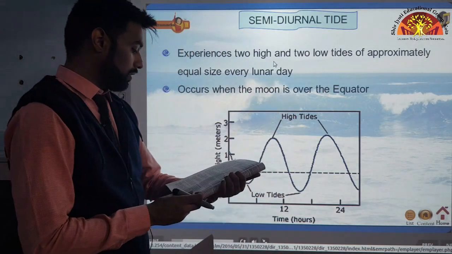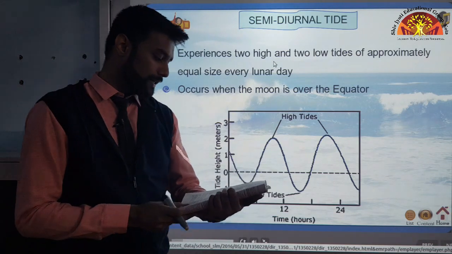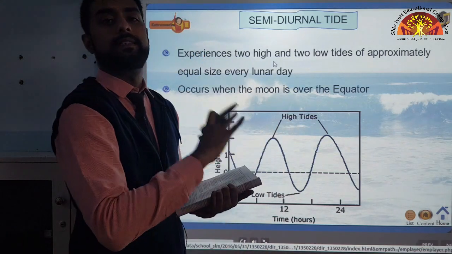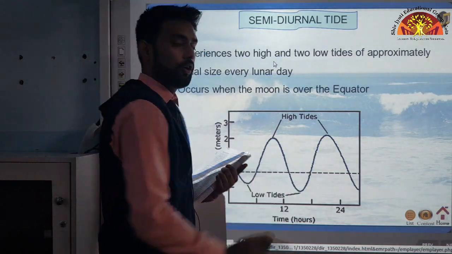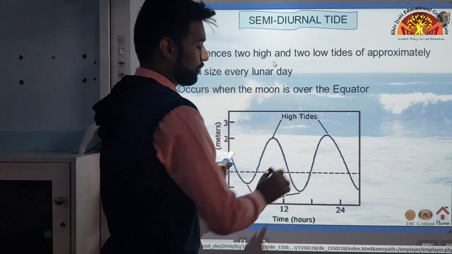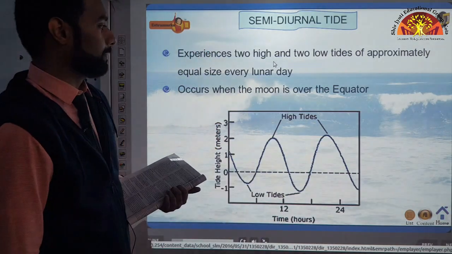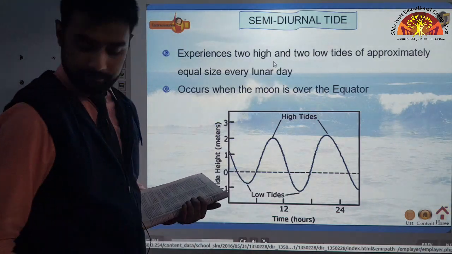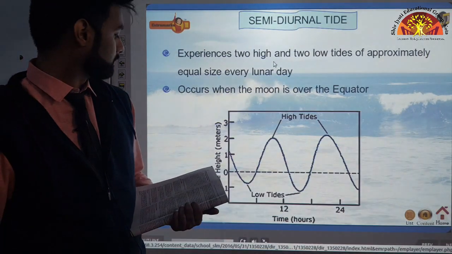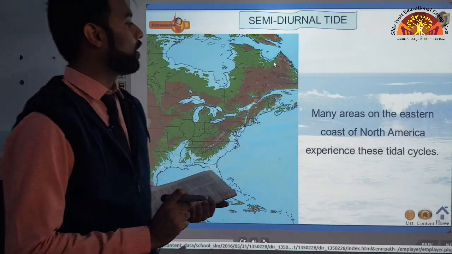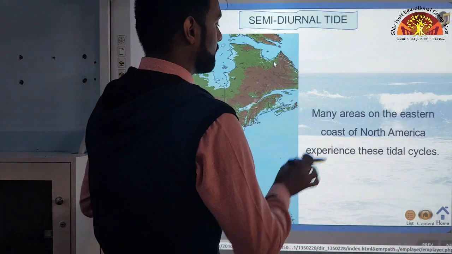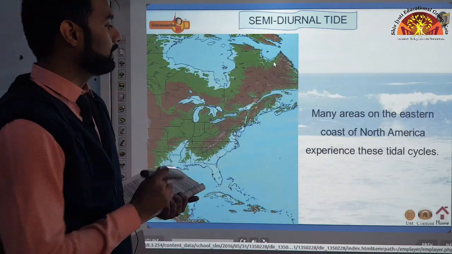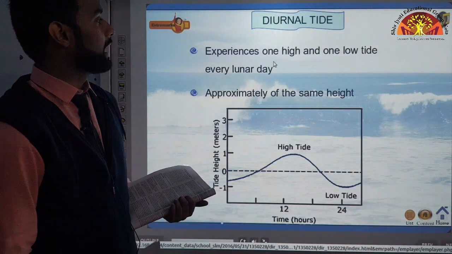The successive high or low tides are approximately of the same height. Now, the high tides which are rising up will have the same height as each other, and both the low tides will have the same depth. Usually a semi-diurnal tide is formed on many areas on the eastern coast of North America. They will experience these tidal cycles. Okay, a semi-diurnal tide.